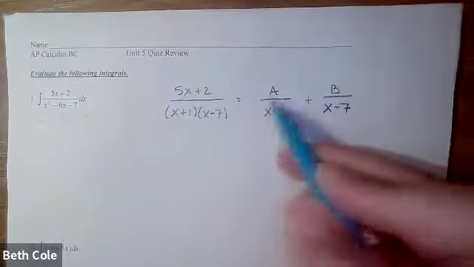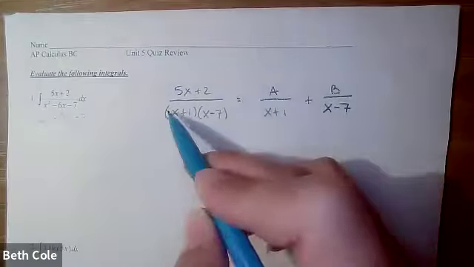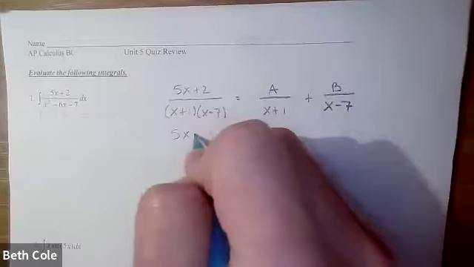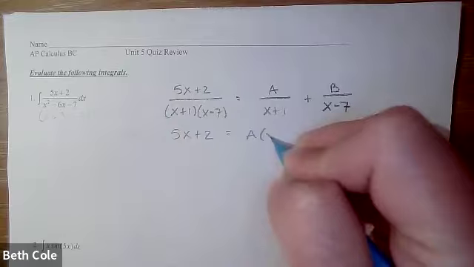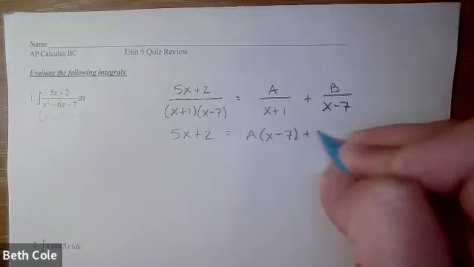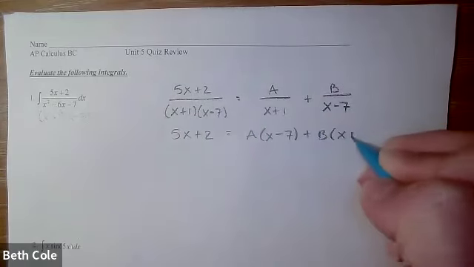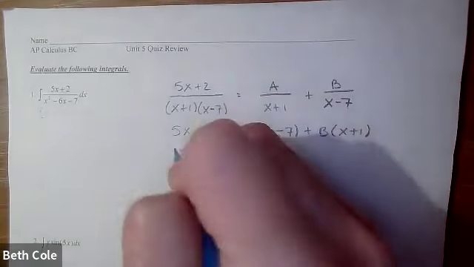We're going to go through and multiply all three of these terms by that common denominator. On this side, the whole thing is going to cancel out. Here, just the x plus 1 would cancel, so we'll have a times x minus 7, and then this is going to be b times x plus 1.